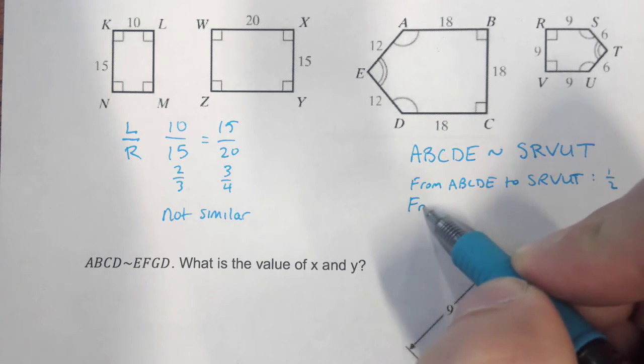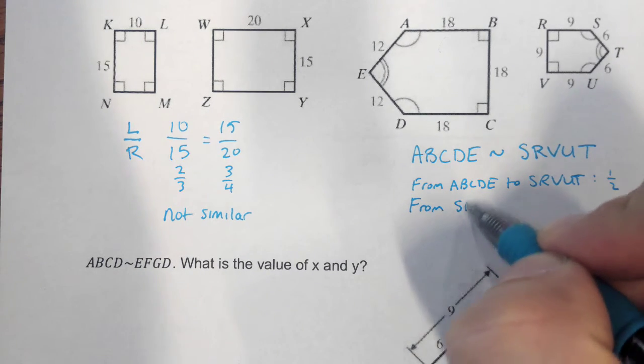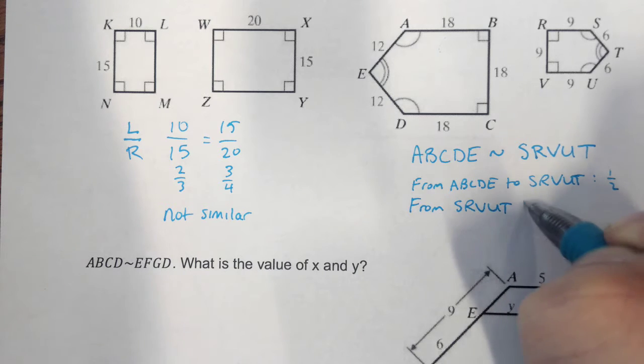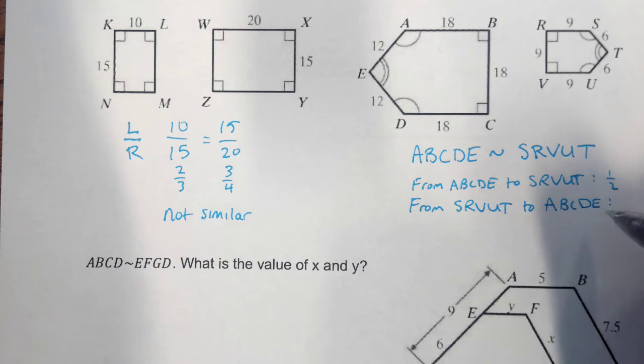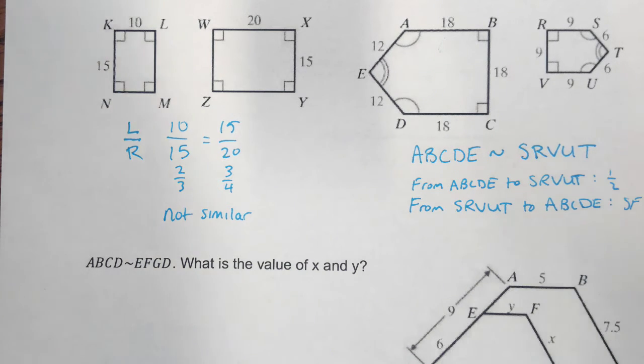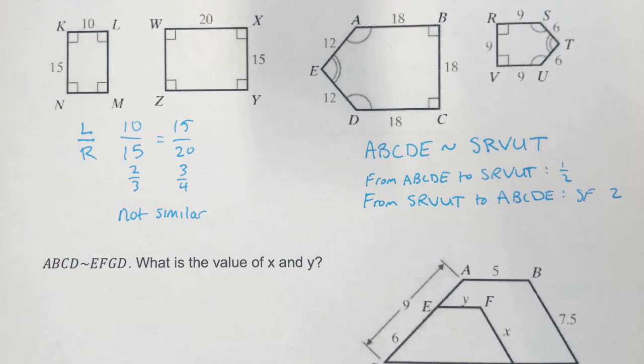If I'm going from SRVUT to ABCDE, it's the reciprocal. The scale factor is 2. So there you go.